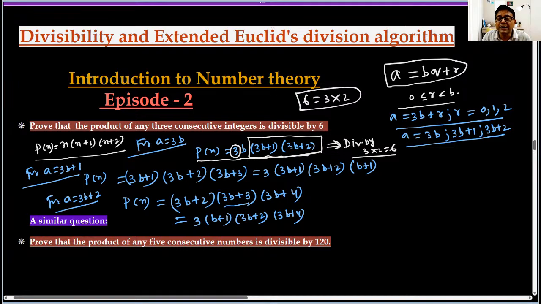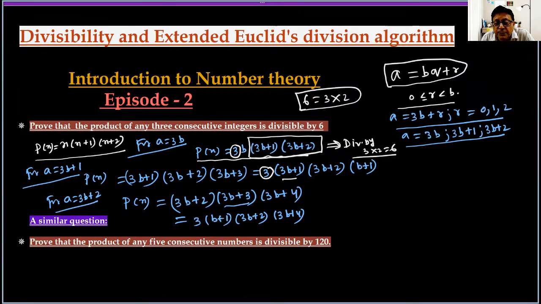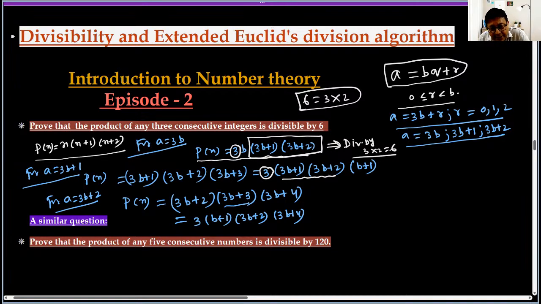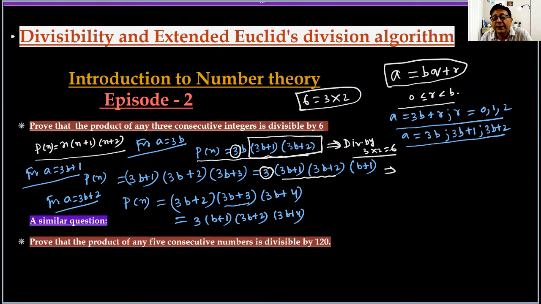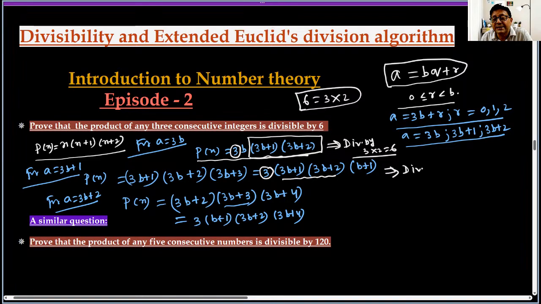What about this one? This has 3 common over there, always divisible by 3. Then this is a product of two consecutive integers, you agree? 3b plus 1 into 3b plus 2. So this product is definitely divisible by 6. How will you do this one? 3 is there also.